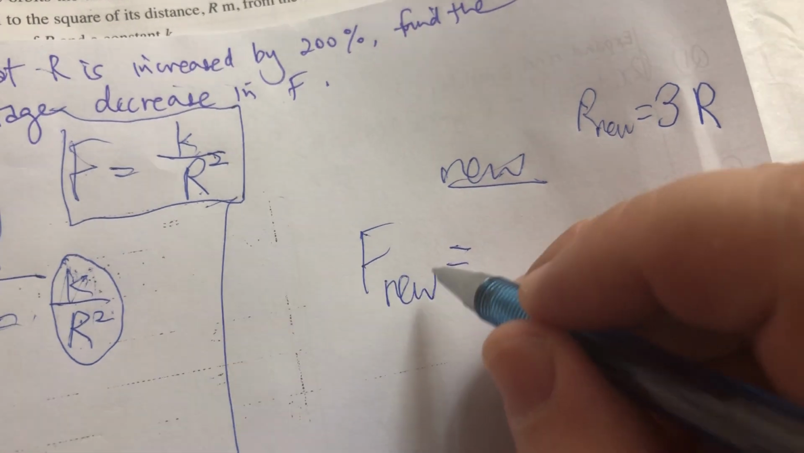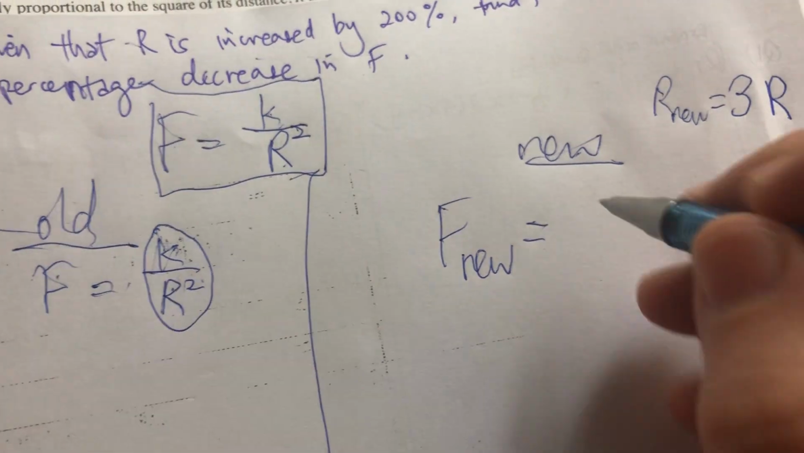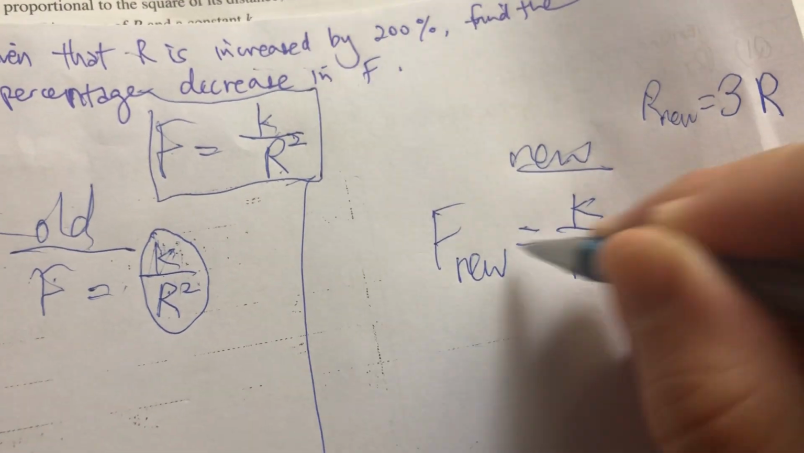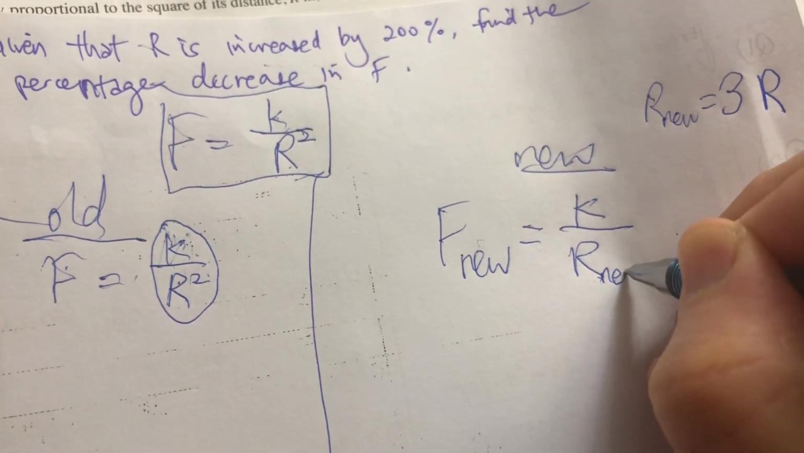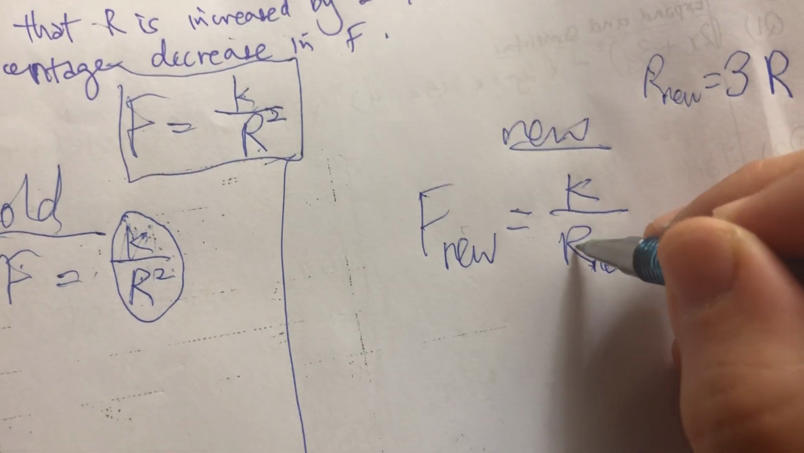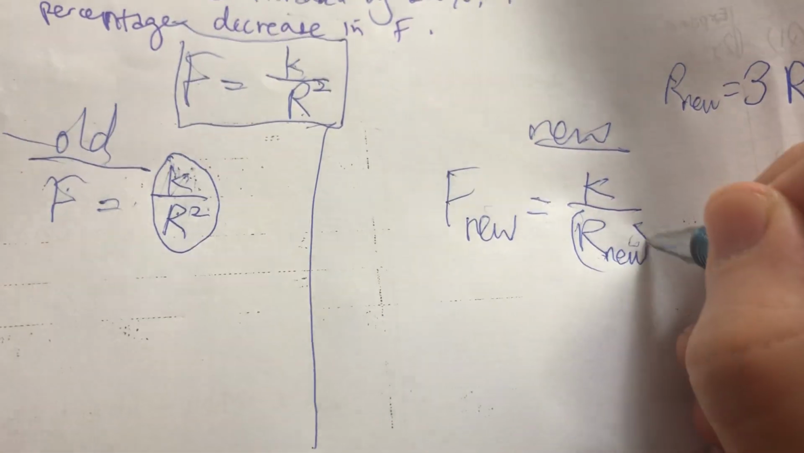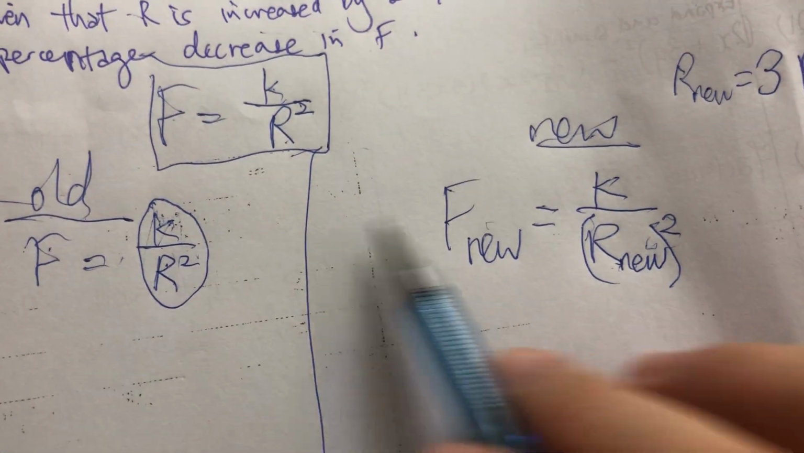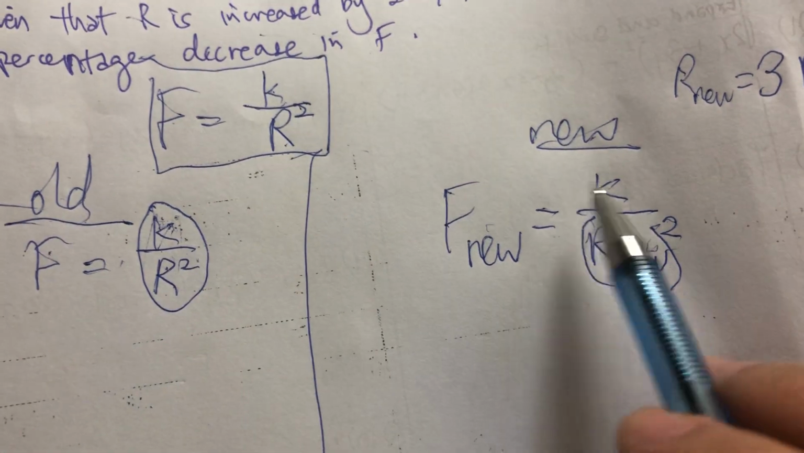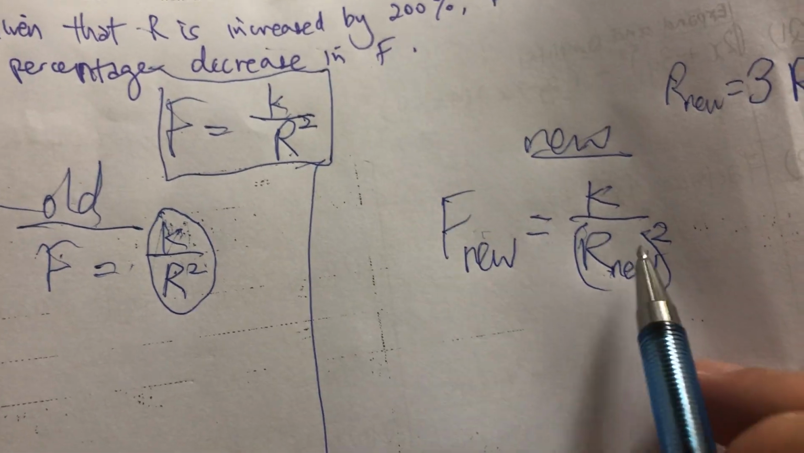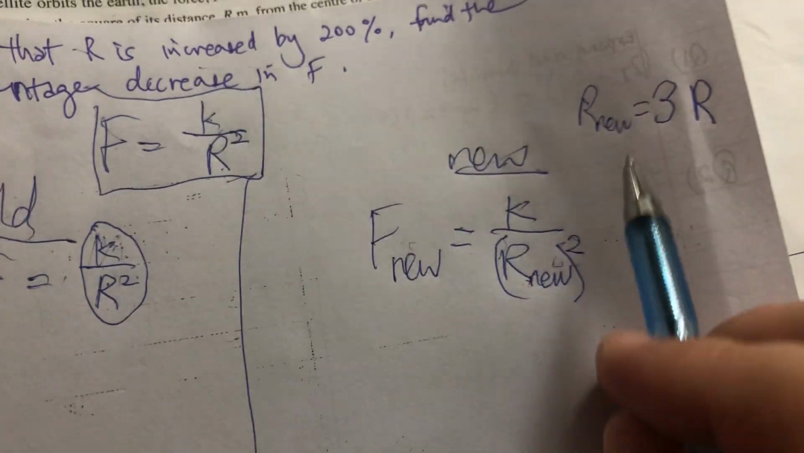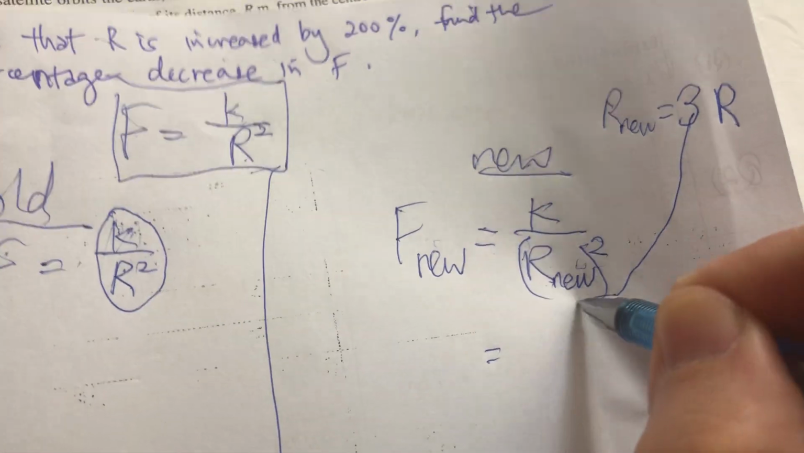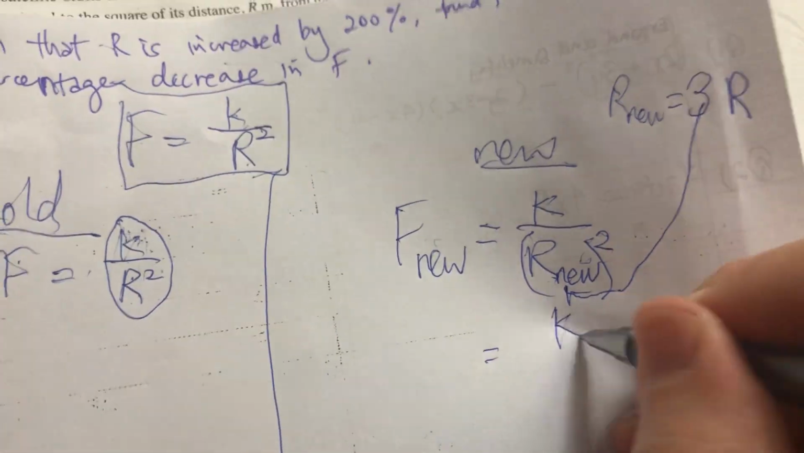For the F new, what is the equation? The equation is exactly the same as what you have here, except the F and the r are new now. You need to put bracket for this whole thing, the new thing, and square it. Okay, you see exactly the same. Only k is unchanged. This has changed. What has this changed to? 3r. So you put this inside here. It's very important to put the brackets.